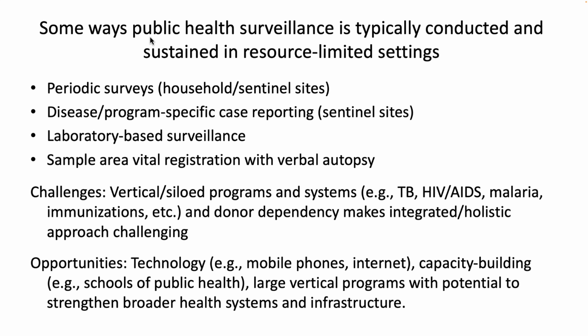So there are also, though, some opportunities for public health surveillance in low-income settings, such as the more leveraging of technology, mobile phones, and the internet. Increasingly, we see schools of public health that are beginning to launch in many low-income settings, and there are vertical or siloed health programs in resource-limited settings, but these can also have the potential, with a little planning and investment, to strengthen the broader health systems and infrastructure. So it's possible that, done well, investment in these large vertical programs could have an impact on other disease areas as well.